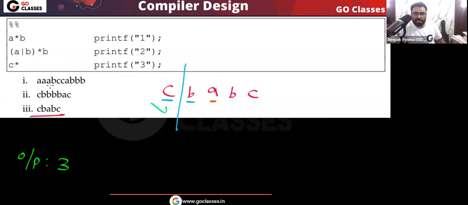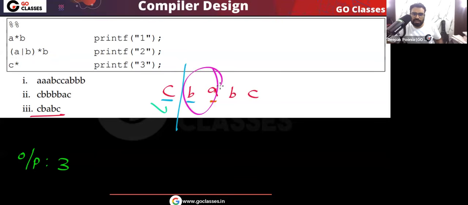Which regular expressions are in the race? When you read BA, which regular expressions are in the race? The first regular expression is out of the race. The third is also out of the race, but the second is in the race, because in the second you can see any sequence of A, B, then ending with B.